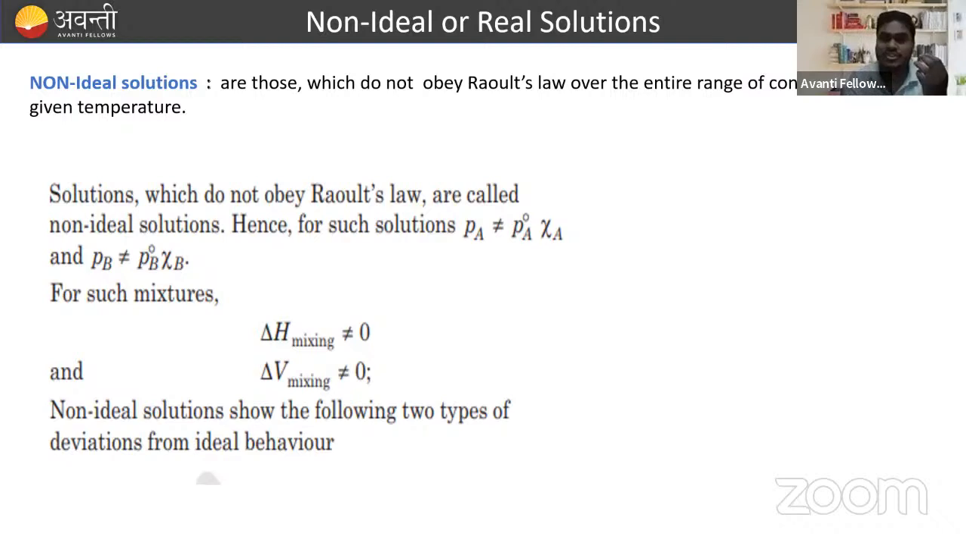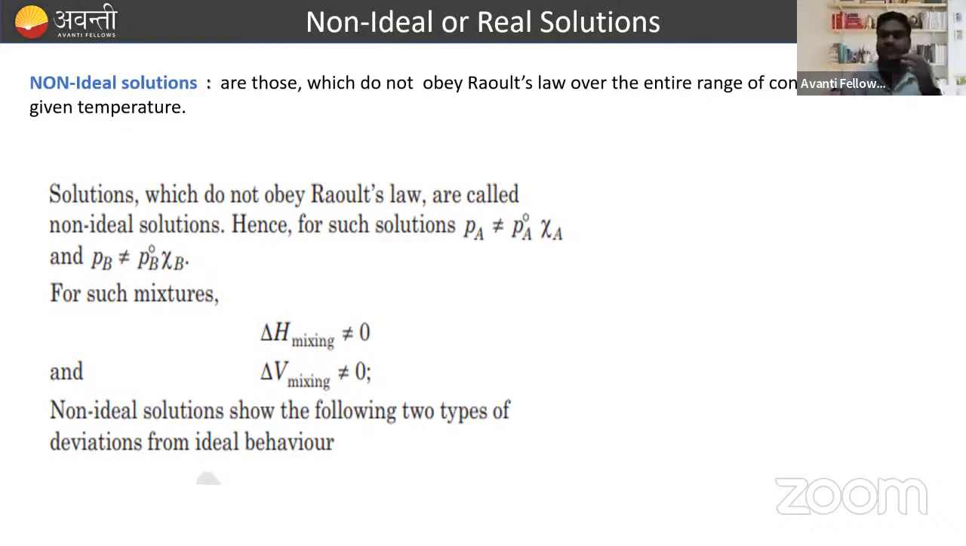It means the solution which shows the positive deviation shows more vapor pressure than what we expected from the Raoult's law. जितना हम लोग Raoult's law से expect कर रहे थे, अगर उससे भी vapor pressure ज्यादा आ जाता है, then we can say it shows positive deviation.